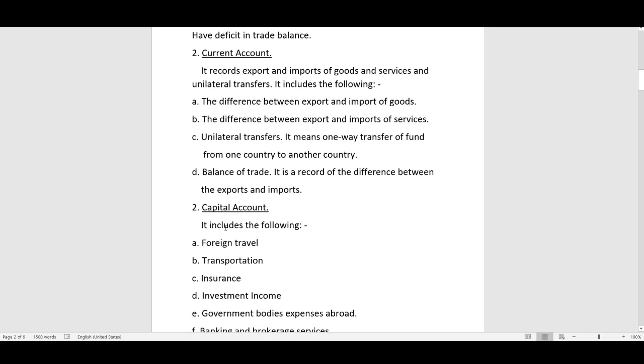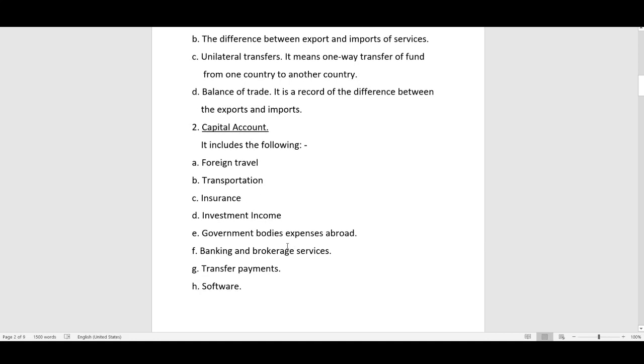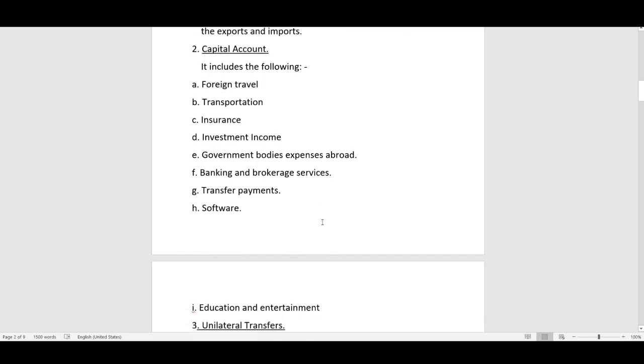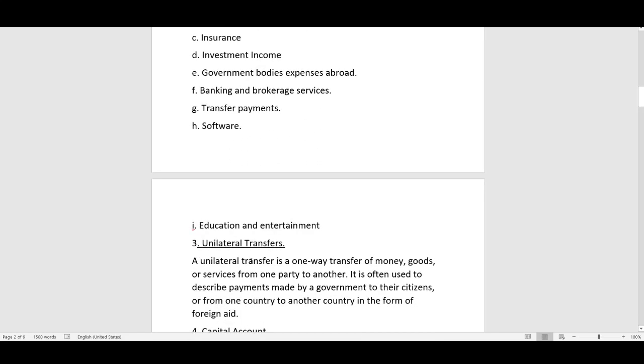Second, capital account. It includes the following. First, foreign travel. Second, transportation. Third, insurance. Fourth, investment income. Fifth, government bodies' expenses abroad. Sixth, banking and brokerage services. Next, transfer payments. And next, software. Next, education and entertainment. Third, unilateral transfers.